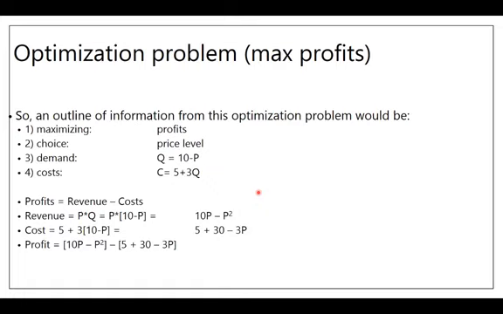So as an outline, or a sort of problem formulation, we could look at it like this. I'll take all of our information. We're going to maximize profits. The choice we get to make is the price level. And in terms of constraints, or the mathematical information that's going to help us choose the best price level to maximize profits, it's the demand curve that tells us the relationship between quantity and price, and then the cost function, which tells us the relationship between cost and quantity.